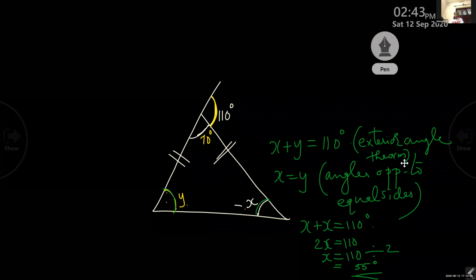Write down these questions and answers. Now we will pass on to the next topic, that is sides of a triangle. Sum of the length of two sides of a triangle.